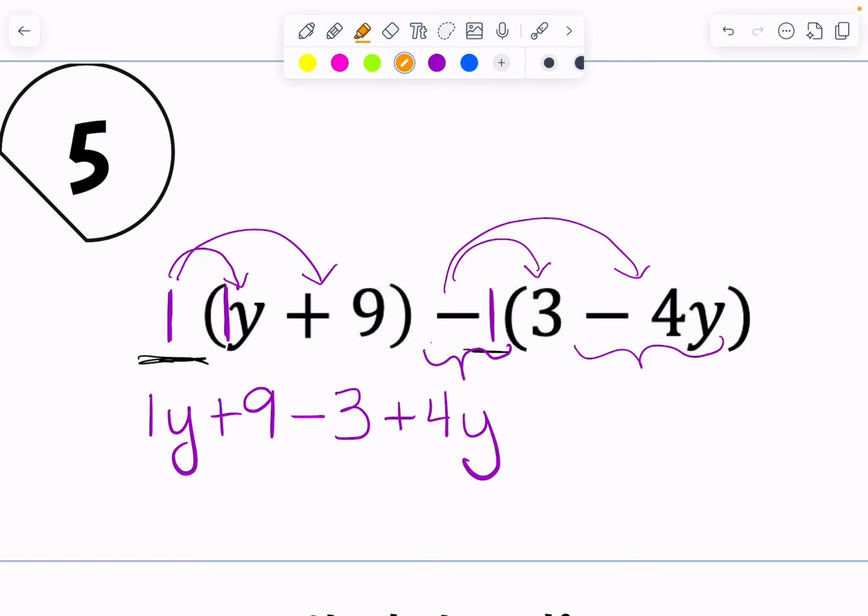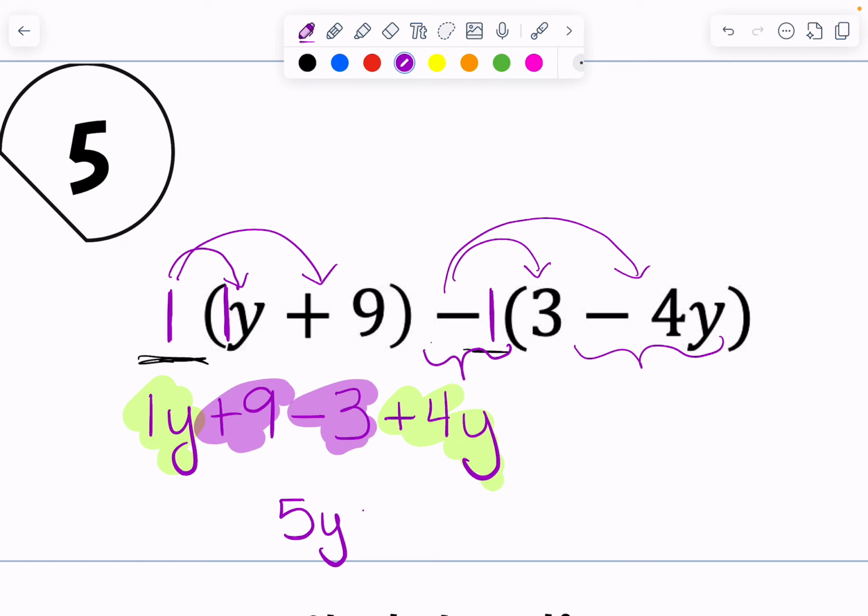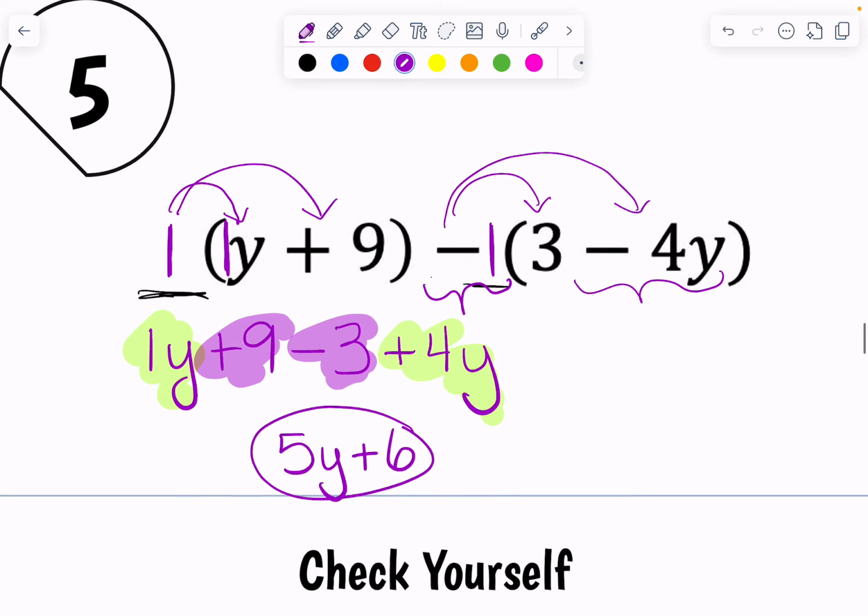From here, I'm going to look for like terms. So I see some y terms. I see a positive 1y and a positive 4y. I know that those together will combine to be 5y. When I look at my constants, those numbers without the variables, I see a positive 9 and a negative 3. So positive 9 and negative 3 gives me positive 6. So I can write that as adding 6. When I read 5y plus 6, do I have any parentheses? No. Do I have any like terms? No. So this is in simplest form.